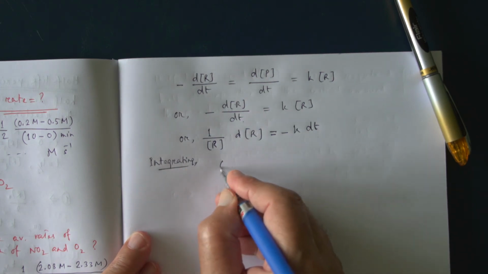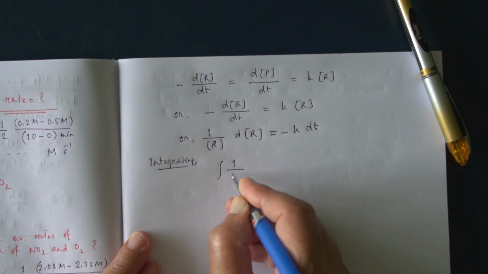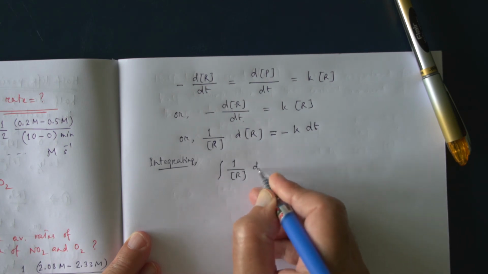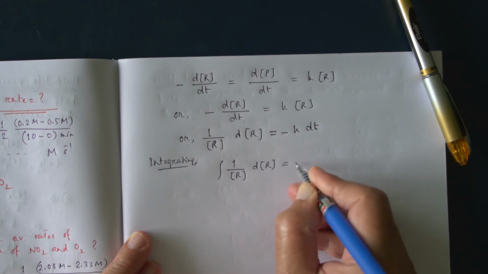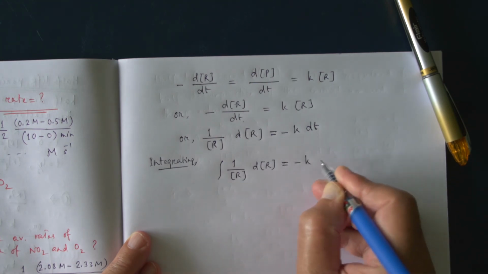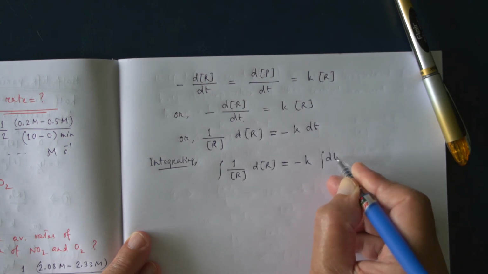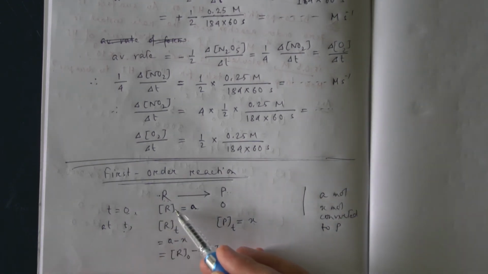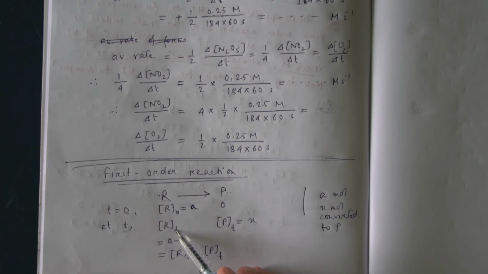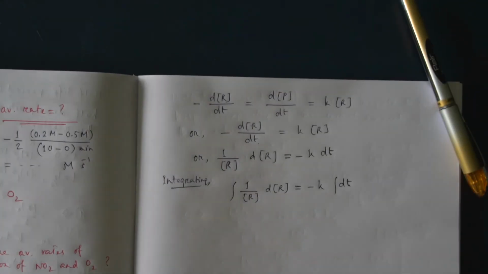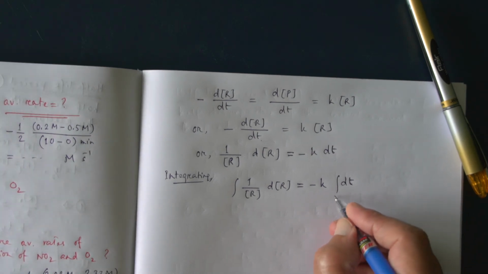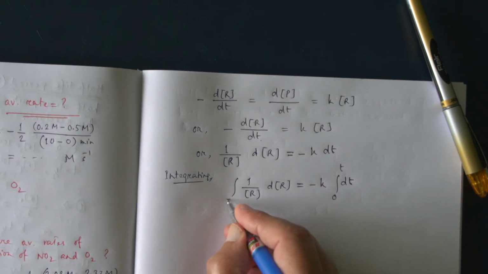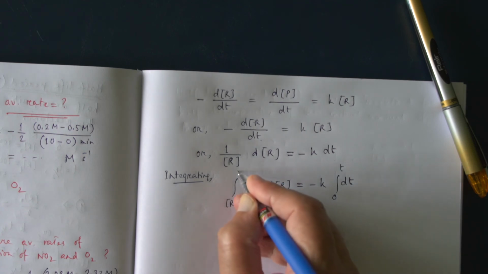That means we have to do this integration: 1 by r dr equals minus k, k is constant so we take it out, dt. And what is the limit? As before, time 0 to t, and when time is 0, r naught, when time is t, rt. So as before, 0 to t, and this is r naught, this is rt.